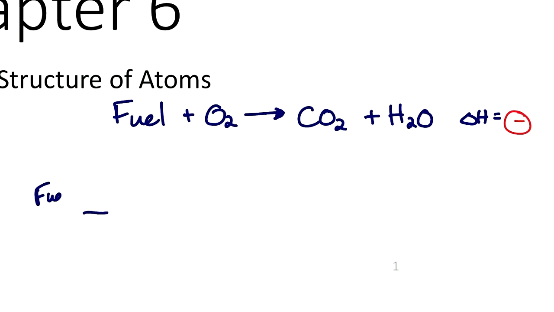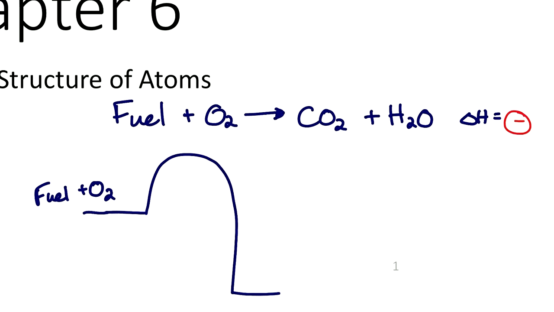Let me just draw this out. We have fuel and oxygen. Those are my reactants. We can draw an energy coordinate diagram that says we go from reactants to products. The products are more stable than the reactants, and we see an overall decrease that is related to our negative delta H. All right, so that's a combustion reaction, when we burn stuff.